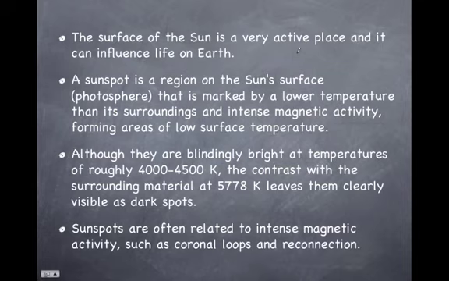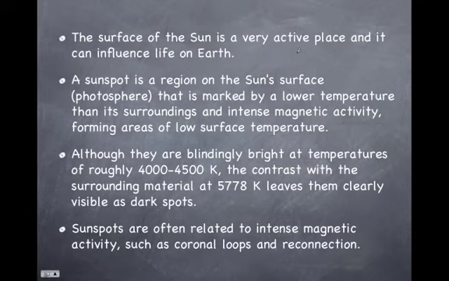Now, occasionally we see a darker spot in the sun, which we call a sunspot. It's a region on the sun's surface that is marked by a lower temperature than its surroundings and intense magnetic activity, forming areas of low surface temperature. Although they are still blindingly bright at temperatures of roughly 4,000 to 4,500 Kelvin, the contrast to the surrounding material at 78 Kelvin leaves them clearly visible as dark spots.